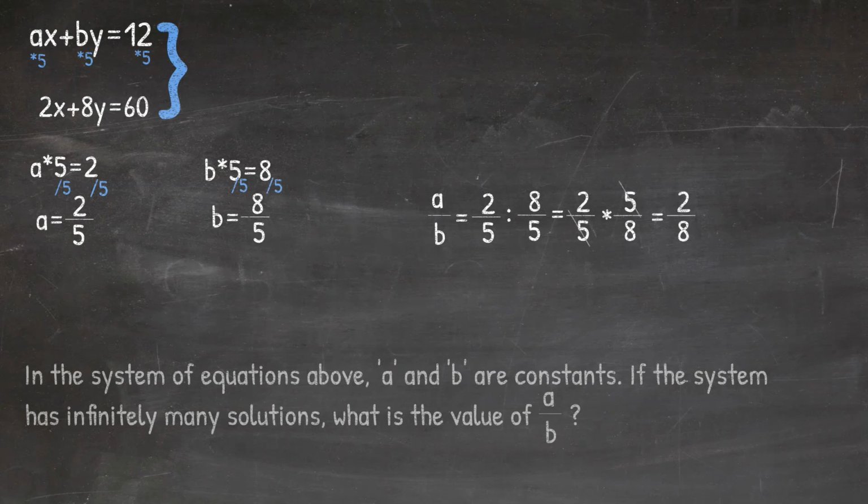We can take it one step further, divide both numerator and denominator by 2. And our answer is 1 over 4.